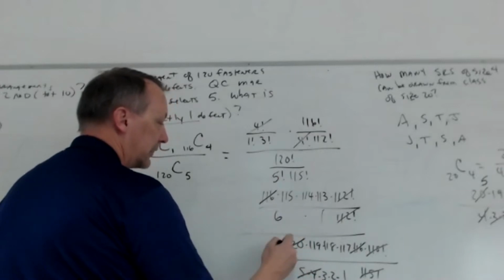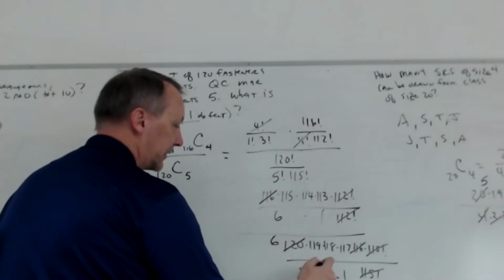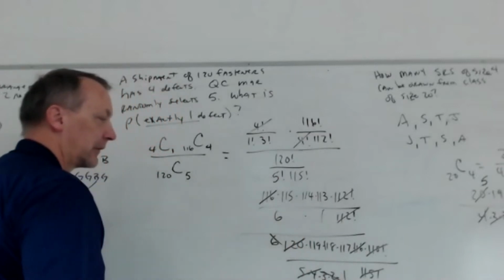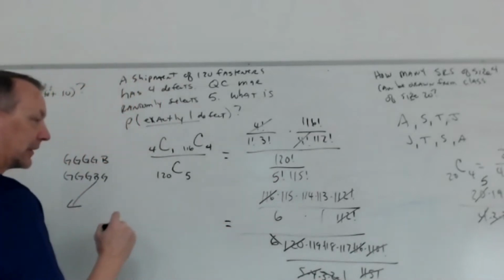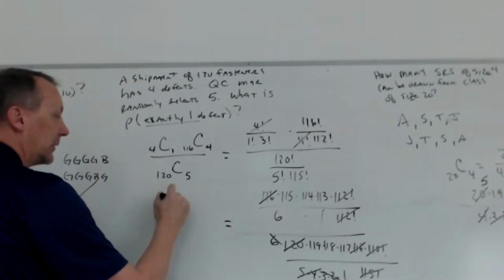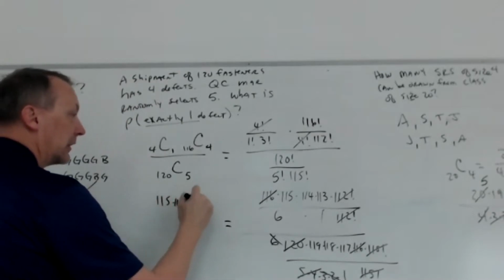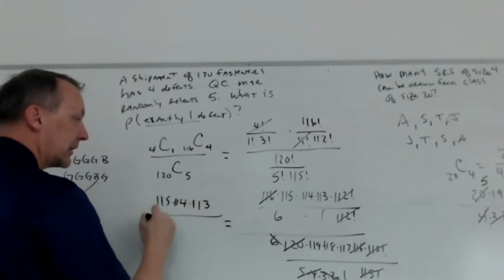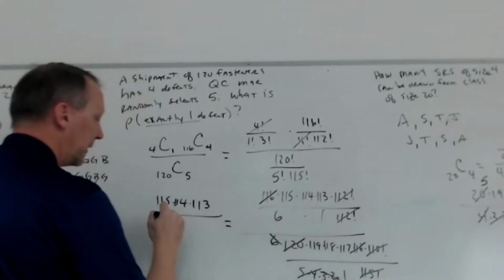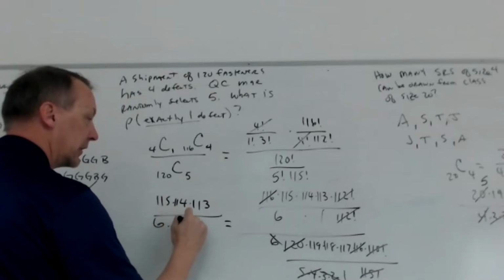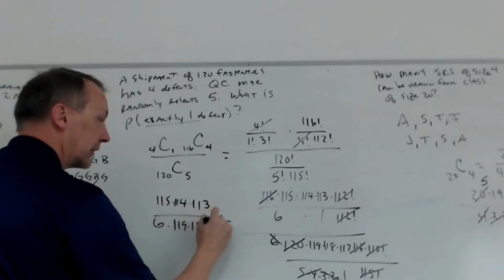20 goes into 120 6 times. 3 times 2 is 6. Oh yeah, that goes in perfectly. Okay. So now what do I have here? I've got 115 times 114 times 113 over 6. Then this is going to be my new denominator times 119 and 118 and 117.